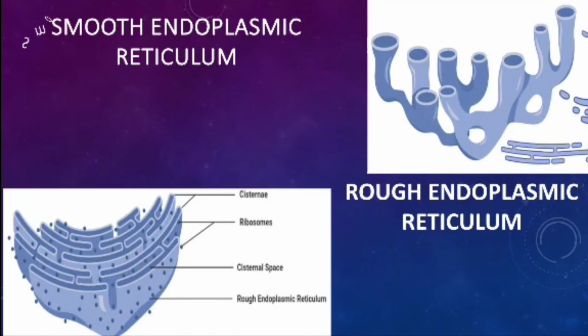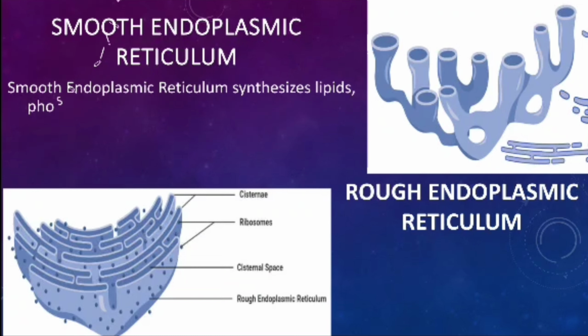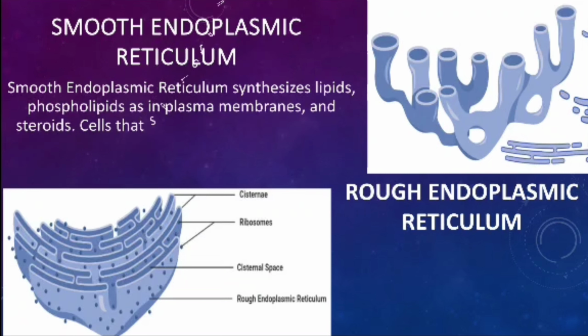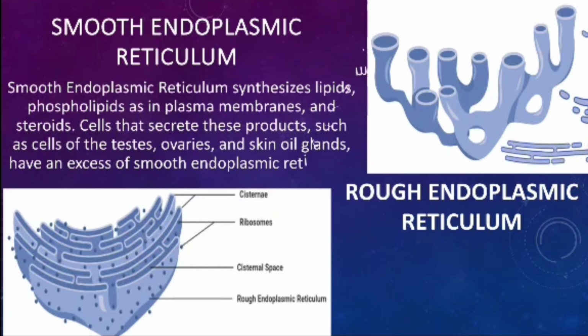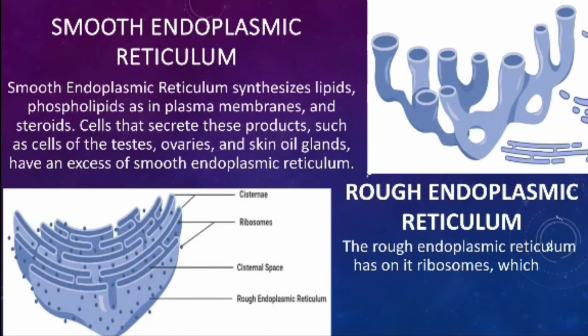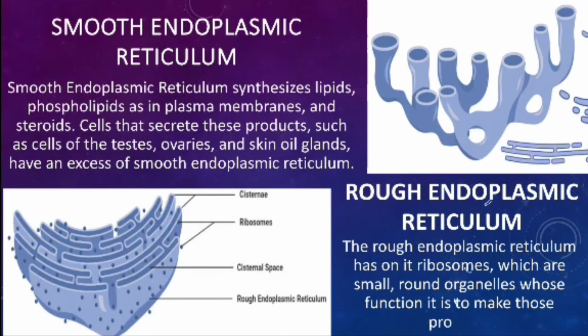Smooth endoplasmic reticulum. Smooth endoplasmic reticulum synthesizes lipids, phospholipids in plasma membranes, and steroids. Cells that secrete these products, such as cells of the testes, ovaries, and skin oil glands, have an excess of smooth endoplasmic reticulum. Rough endoplasmic reticulum. The rough endoplasmic reticulum has on it ribosomes, which are small, round organelles whose function it is to make those proteins.